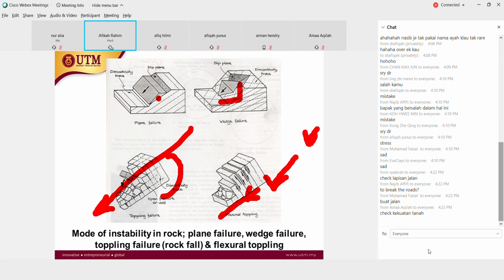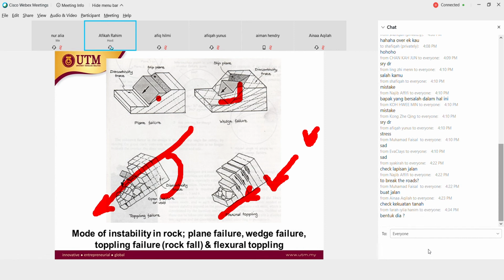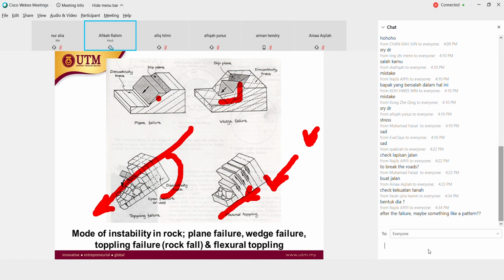Can anyone suggest here? Can we differentiate this slope, this landslide, that has already collapsed? But you can see, okay, this one is A type, this one is B type, from the shape of the failure. Okay, the shape of the failure. Yes, but how do we determine it by numbers? After the failure, maybe something like a pattern. Yes, it is a pattern. But how do we determine the pattern when I am at the side? I already see this is a landslide, and then how do I differentiate, is this A, B, C, D?